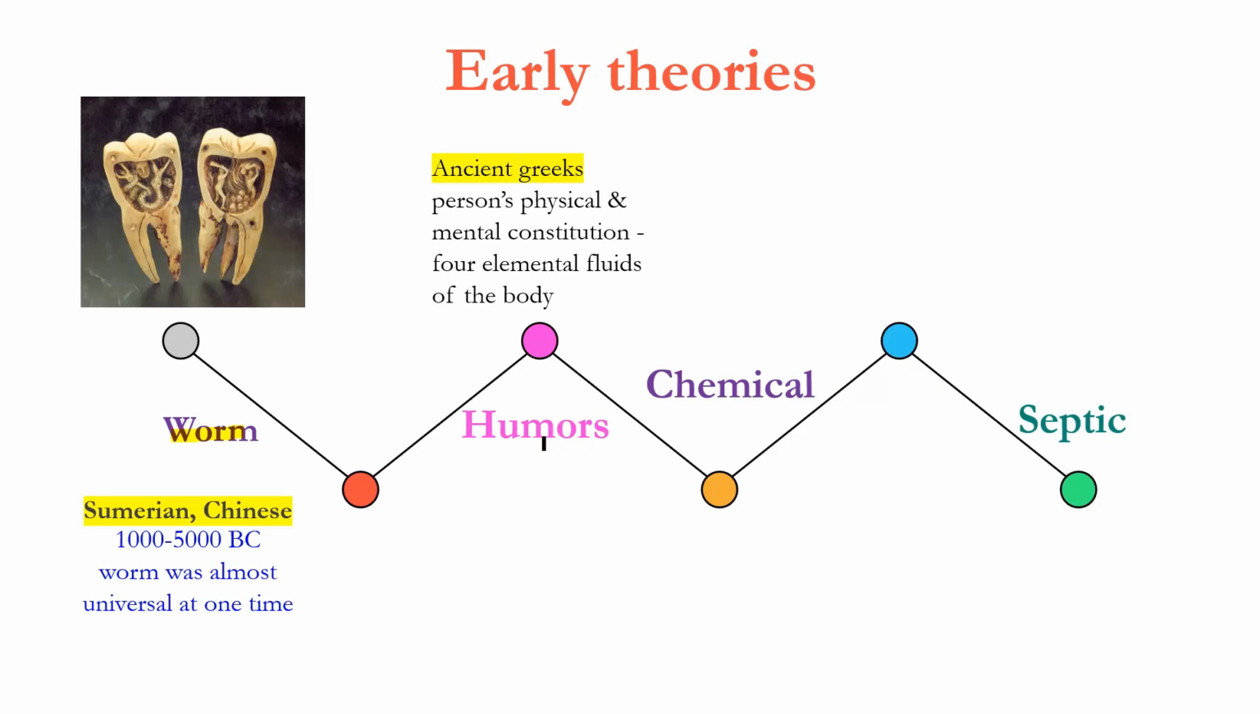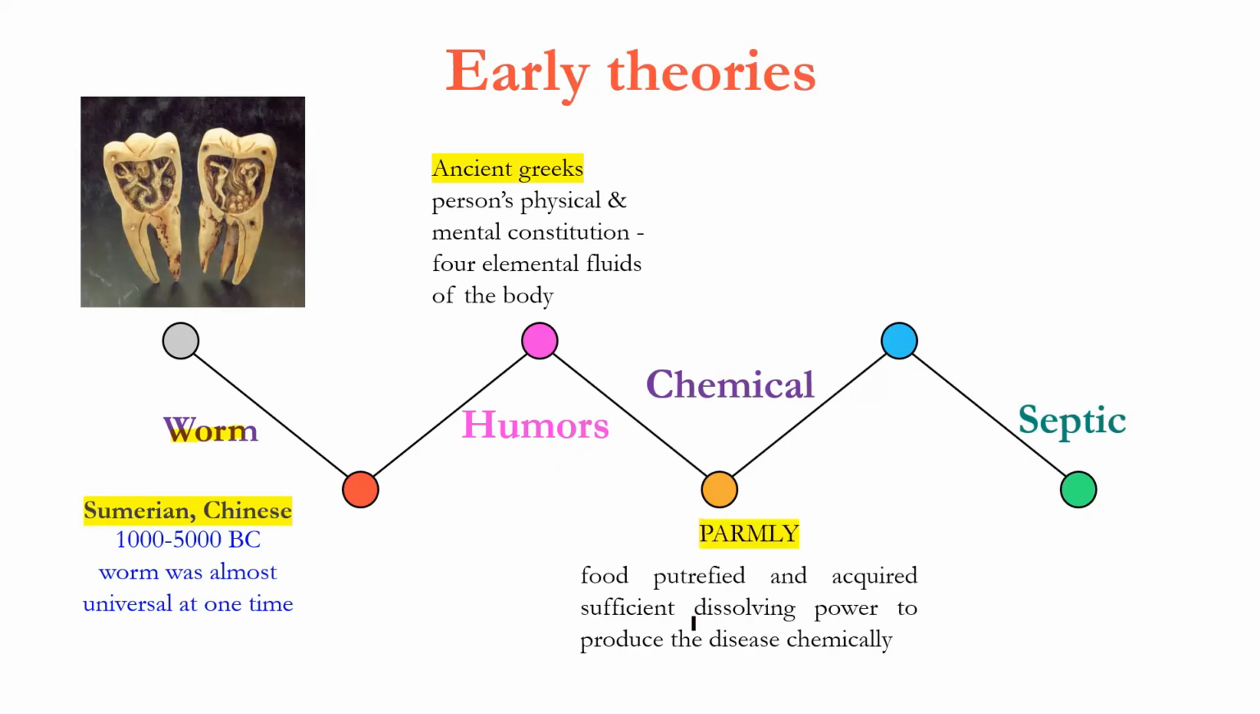So this is what they believed, and these four elemental fluids basically coincide with the four elements of nature, that is your water, fire, air, and earth. So that's what the ancient Greeks believed, that the imbalance of the humors was also a reason for caries. The next theory was the chemical theory proposed by Parmly, who said that wherever the food was stagnant, it underwent putrefaction, and it kind of acquired a chemical power so that it can dissolve the tooth. So that's what he suggested in his theory.